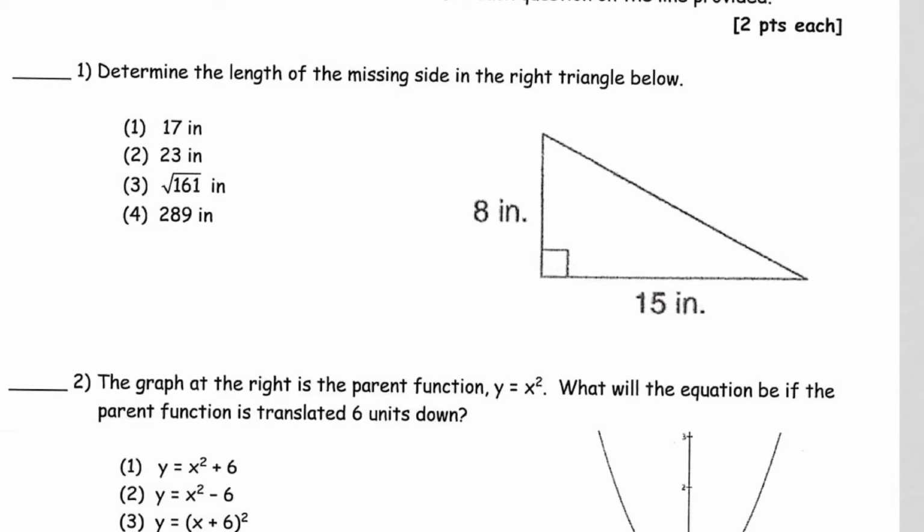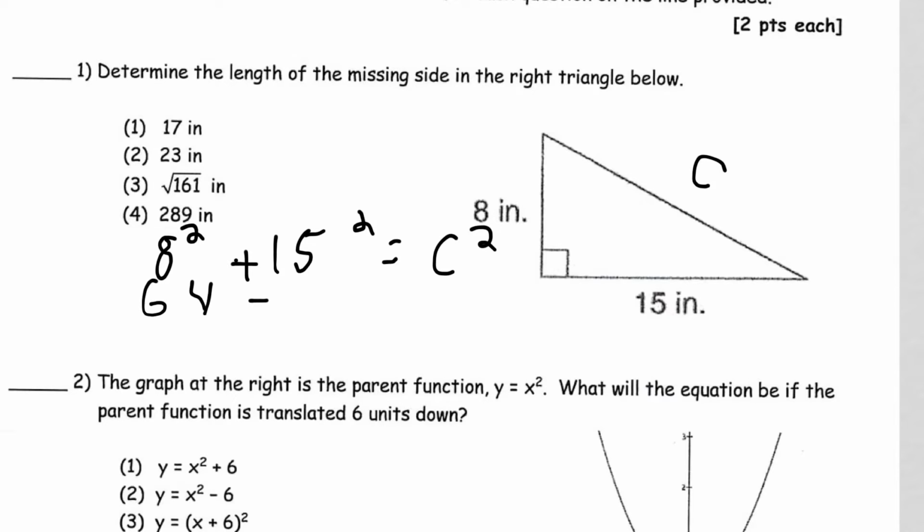We can call it whatever we want. I'll call it C. So we know that 8 squared plus 15 squared has to equal C squared, which means basically that we're going to take the 8, take the 15, square them both, add them together, and then square root the answer. So that's going to give us 64 plus 225 equals, let's see, 225 plus 60 would be 285, plus another 4 would be 289.